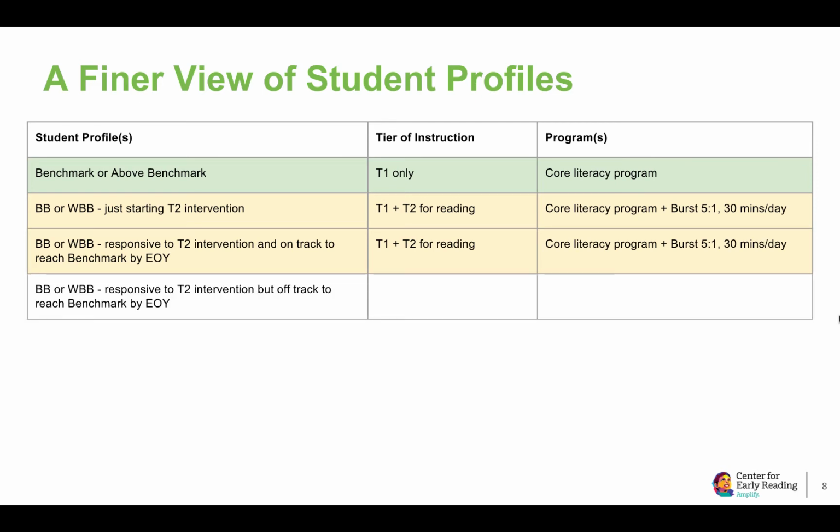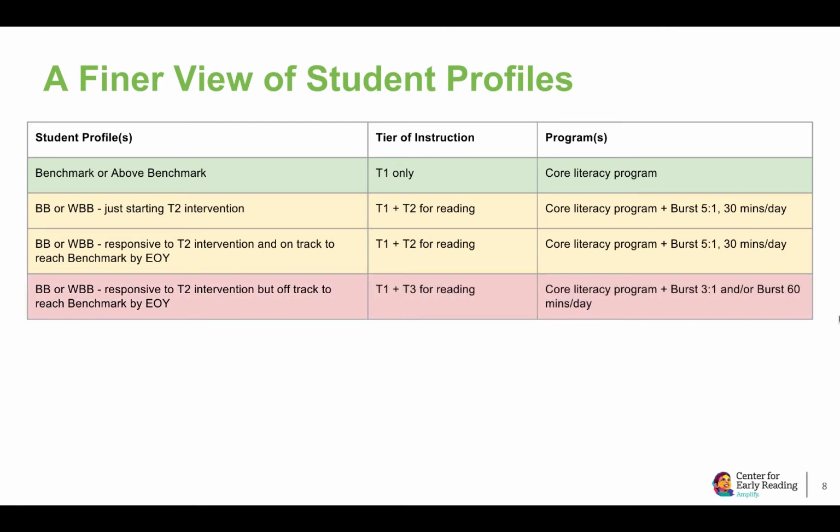What if the student was below or well below benchmark and responsive to the Tier 2 intervention given, but was off track to reach benchmark by end of the year? If the data show that the student is making growth, but not fast enough to catch up to reach end of year goals, we would adjust the intervention to Tier 3 and either lower the number of students per group to 3 students, which gives each student more opportunities to practice and receive teacher feedback, and or increase the intervention time to 60 minutes daily.